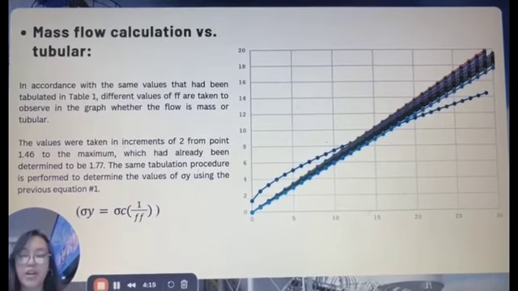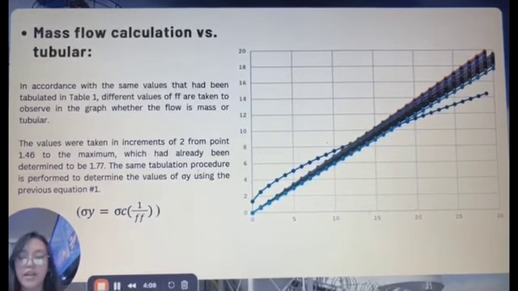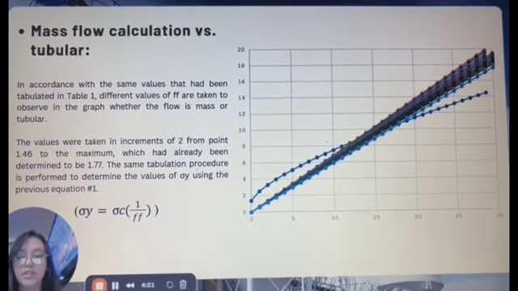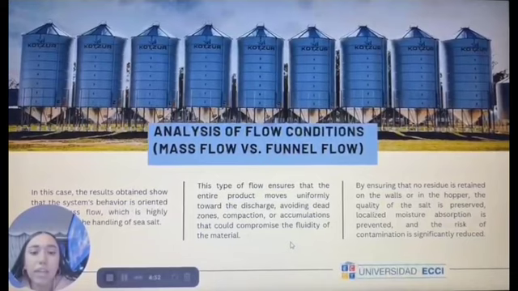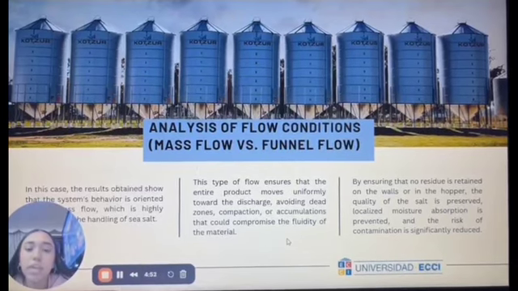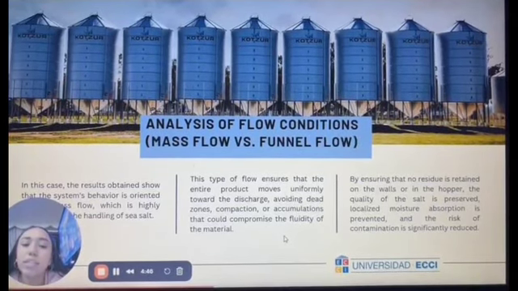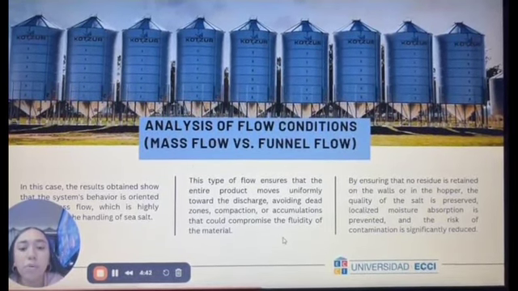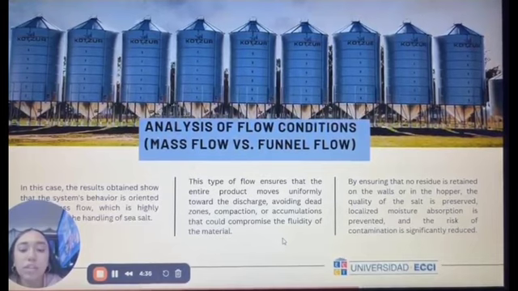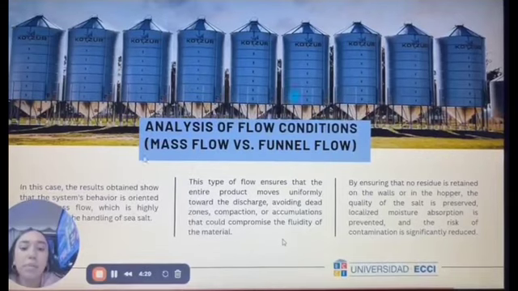After analysis of graph 2, it can be deduced that the flow is mass flow due to the diameter of the opening of the silo and sigma c. Analysis of flow condition: the results obtained show that the design of the system is oriented towards mass flow, which is highly favored for the handling of salt. This type of flow prevents the zones prone to compaction and accumulations that compromise the fluidity of the material or promote moisture forming in the material.